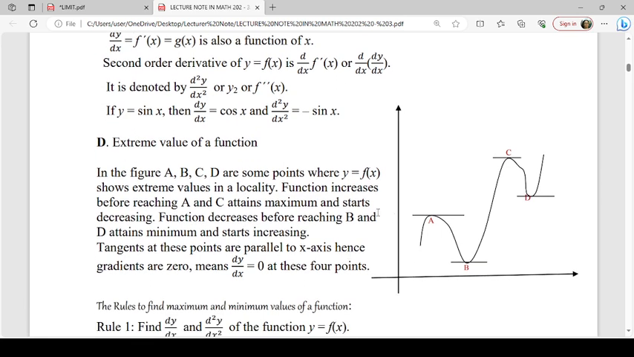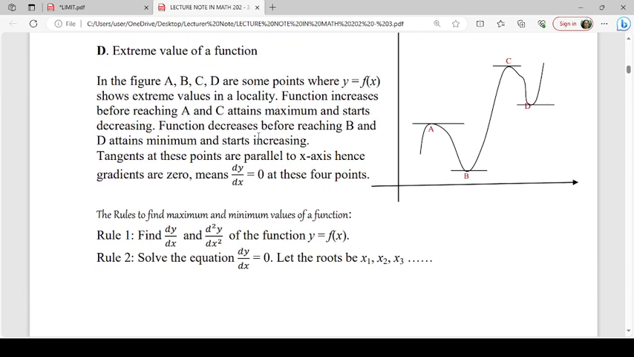So these are extreme values, a, b, c, d. So a is maximum in this neighborhood, not the highest overall, because a is less than c or d, but this point is a maximum. At this point it attains maximum for this neighborhood. Similarly, in this neighborhood b attains minimum. And to find the maximum and minimum, we need to find this second order derivative.